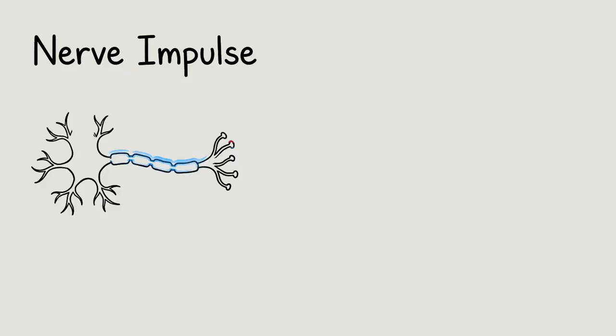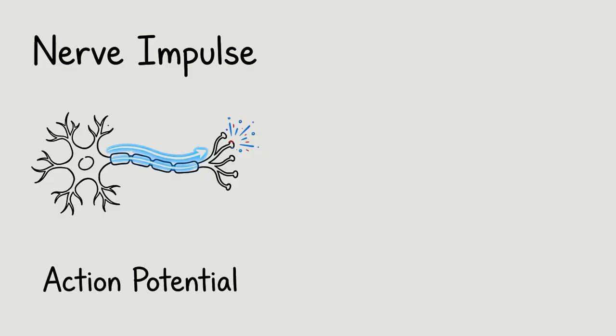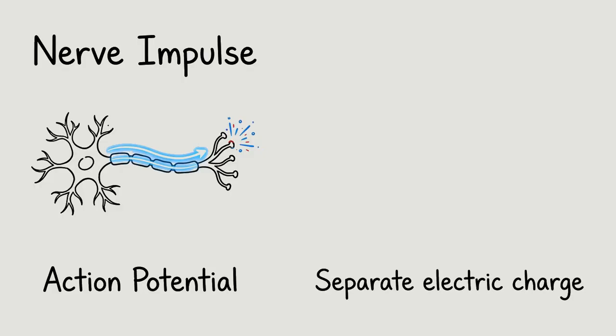A nerve impulse is how a neuron sends information. It travels as an electrical signal along the neuron and usually as a chemical signal between neurons. That electrical signal is called an action potential. Neurons can do this because they separate electric charge.